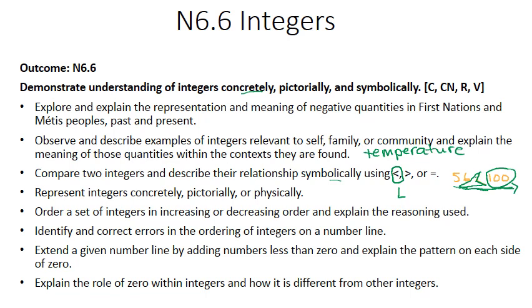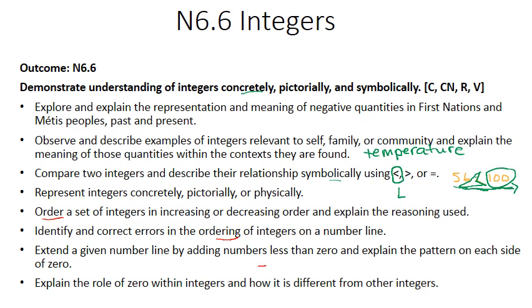Next indicator says represent integers concretely, pictorially, or physically. So very similar to what we said up top. Put a set of integers in order, greatest to least, or decreasing order, whatever they ask for. Identify and correct errors when you're putting them in order. Extend a number line by adding more numbers.